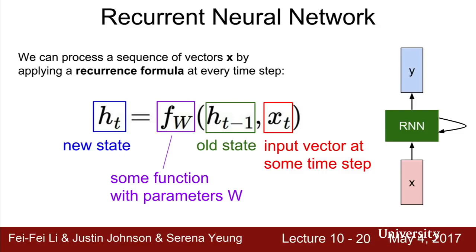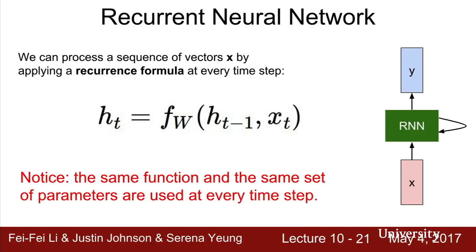Now, if we wanted to produce some output at every time step of this network, we might attach some additional fully connected layers that read in this ht at every time step and make a decision based on the hidden state at every time step. And one thing to note is that we use this same function fw and these same weights w at every time step of the computation.